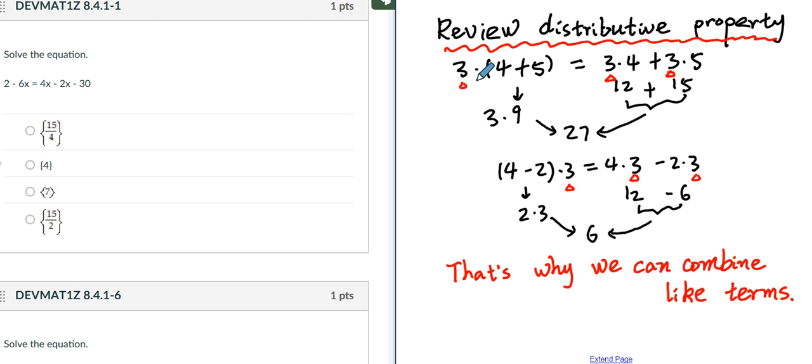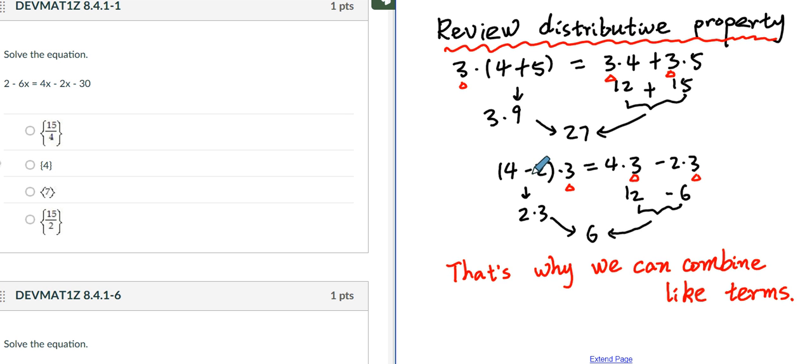If we distribute 3 to 4 and 3 to 5, then we calculate 3 times 4 is 12, and 3 times 5 is 15. So 12 plus 15 is 27. Okay, so we call this the distributive property. You distribute 3 to 4 and 3 to 5. You know, 3 can also be behind the brackets.